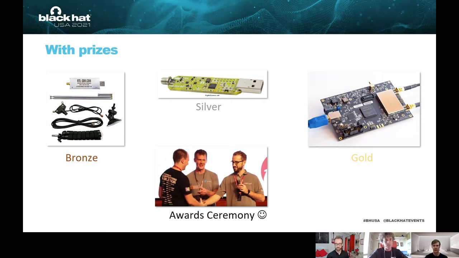And here, for example, we have an RTL-SDR stick for bronze, which is a stick you can use to receive radio traffic remotely. So you can bring it with you, and if you are close to a Zigbee transmitter, you can record traffic, for example. For second place, we have a YARD Stick, which allows you to receive as well as to transmit.